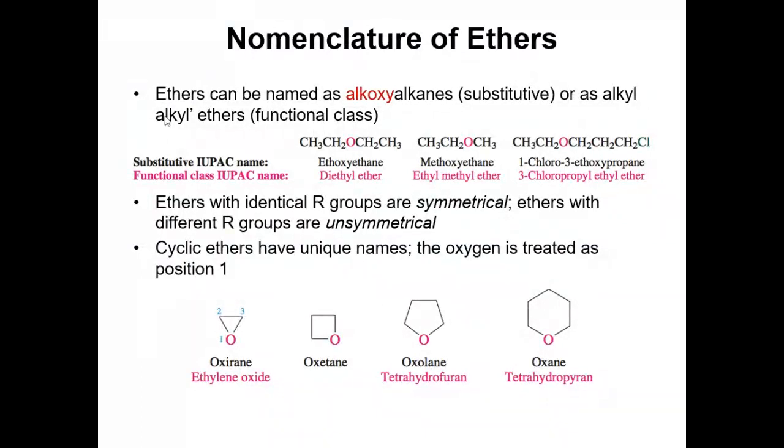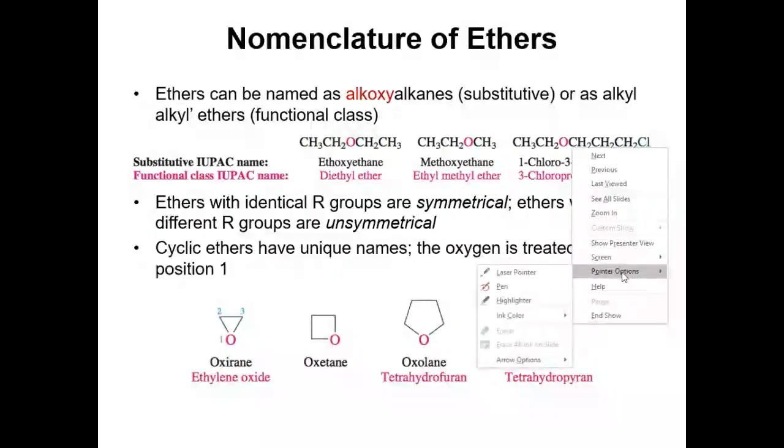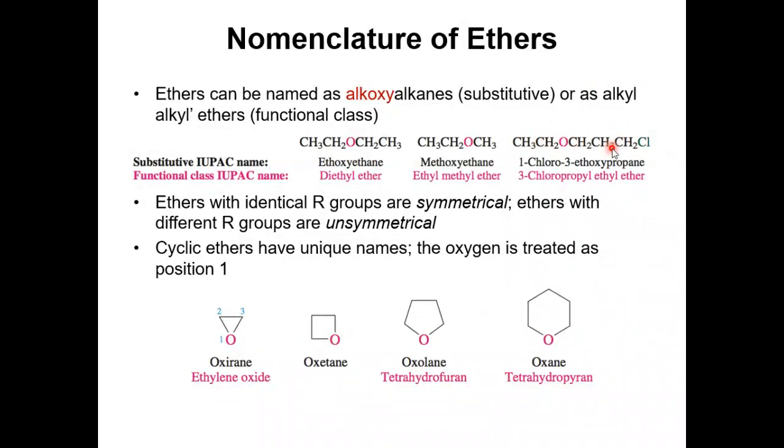Nomenclature of ethers. Cyclic ones, forget about it. I'm not going to ask you. It's just pure memorization. But I do ask you to know how to name regular ethers by substitutive nomenclature or functional class nomenclature. Substitutive nomenclature, if you have, let's say, two alkyl groups in an ether, we use the alkyl group with the longest continuous carbon chain as the parent. In this particular example, one side we have a 2 carbon chain, the other side we have a 3 carbon chain. So the longest connected carbon chain is the 3 carbon one, so the base name is propane. Then the rest of them are substituents.